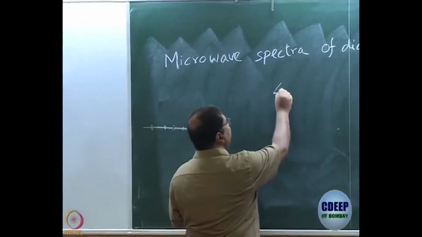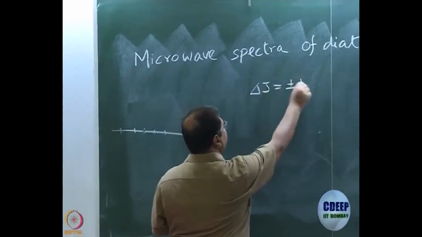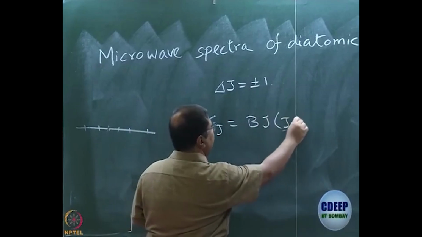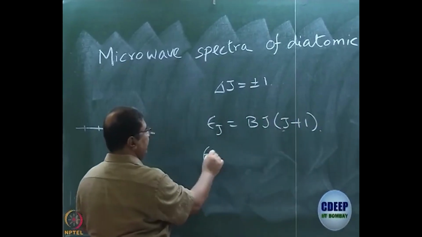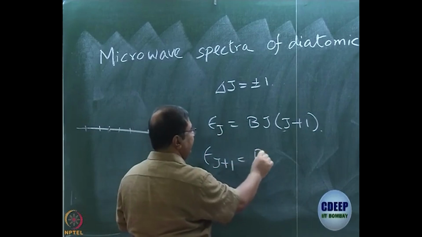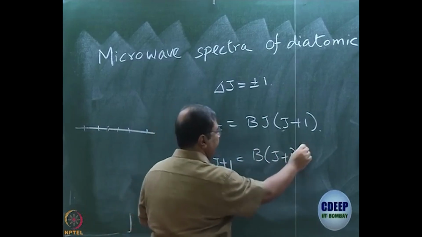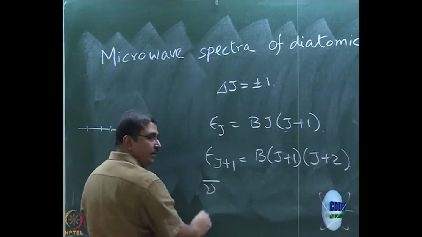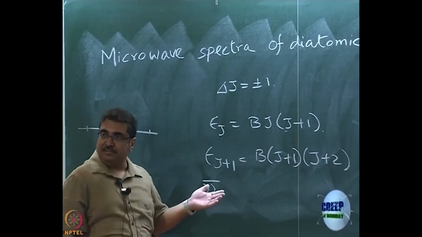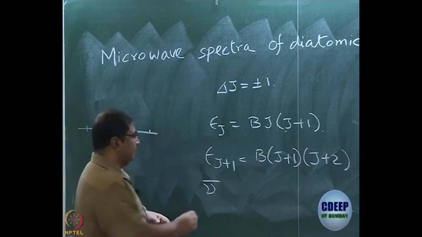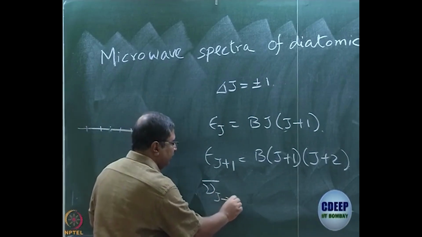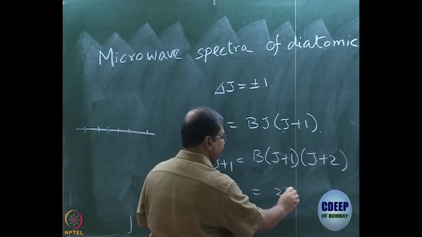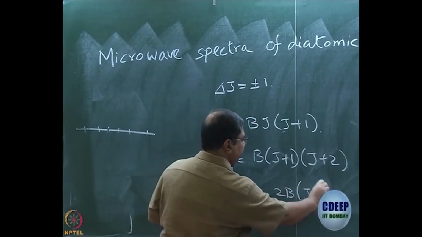Because the selection rule is delta J equal to plus minus 1, and epsilon J is B J into J plus 1. So, of course, epsilon J plus 1 would be B into J plus 1 into J plus 2. If I write nu bar as the wave number, or one way of writing the frequency of transition for J to J plus 1, that turns out to be how much? 2B into J plus 1.